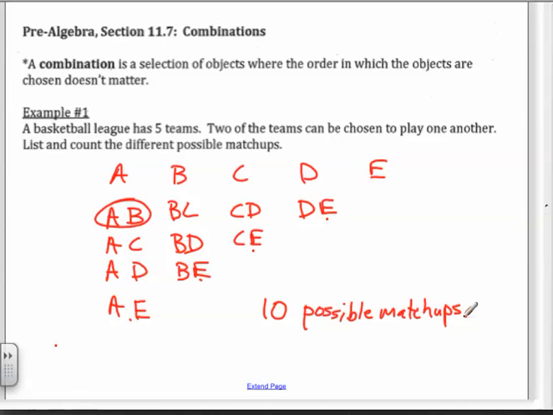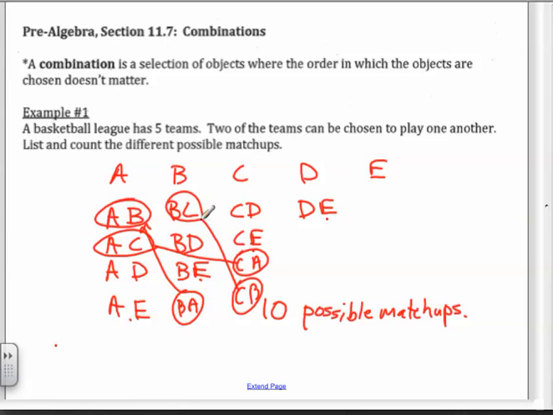Does that make sense? Right? I don't want to list over here B playing A, because that one's already done. They've already played each other. I could say that C plays A, but I don't want to do that because they've already played each other. Or that C plays B. I don't want to say that because they've already played each other. That's if it were permutations, if order mattered. But in a game, it doesn't matter which one I list first. These are just their pairings. So there are 10 possible matchups.